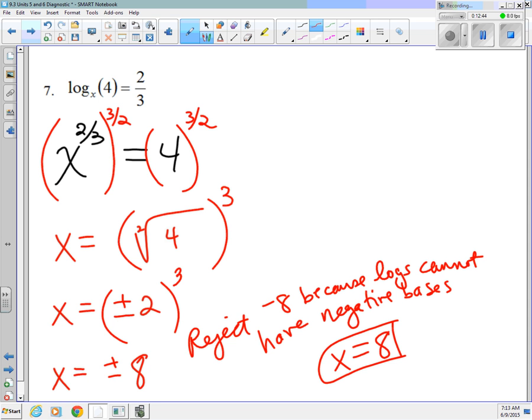Just keep in mind, if we were just solving this equation, that equation would have 2 solutions. But the log equation does not, it has 1.